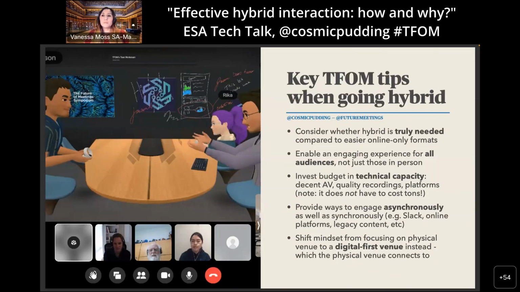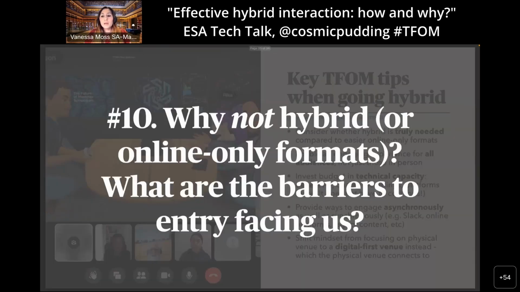And shifting this mindset from focusing on physical plus online to thinking about the venue being digital first, with everything connecting to that, can be quite a good way to think about hybrid and make things better. Because then if you lose the physical venue for whatever reason, it doesn't matter, because your venue is not tied specifically to it. So the question going into the discussion afterwards is: why not hybrid or online only? It'd be good to hear about the barriers that people are facing, and what is stopping you or shifting you back to in person.